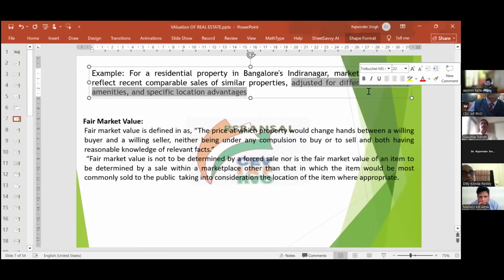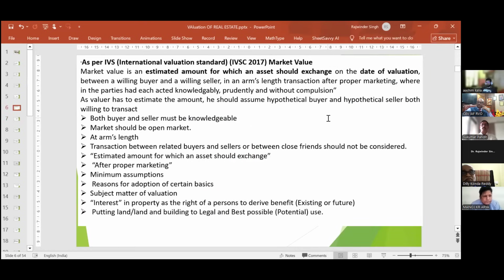Sir, I have a question. When you say we should consider minimum assumptions, what does that mean? Why should we consider assumptions at a minimum level? Because there can be a number of assumptions we have to make while carrying out the valuation. Of course, there should be minimum assumptions. Why? Because when you do valuation, it does not mean that your valuation will be accepted and you will not need to defend your value at any time.